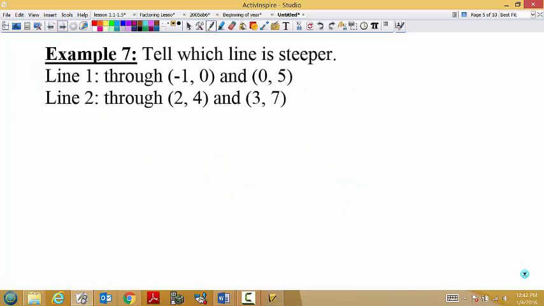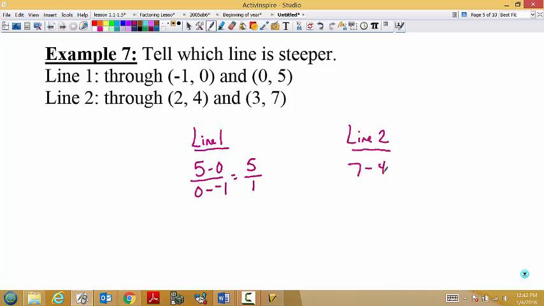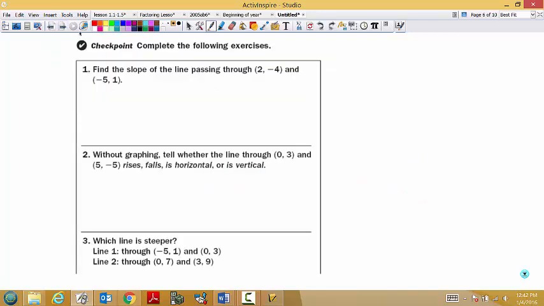Tell which line is steeper. The bigger the slope, the steeper the line. So line 1, we would do 5 minus 0 over 0 minus negative 1. So it has a slope of 5. Line 2, that would be, it has a slope of 3. So line 1 is steeper because it has a bigger number. Slope's bigger, the steeper the line.